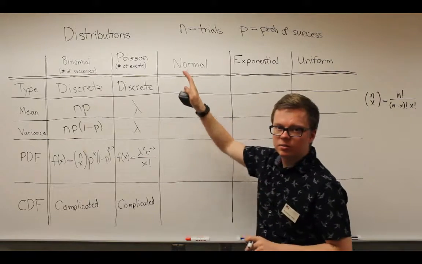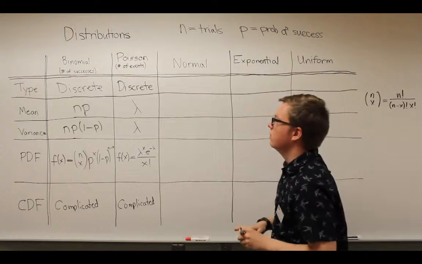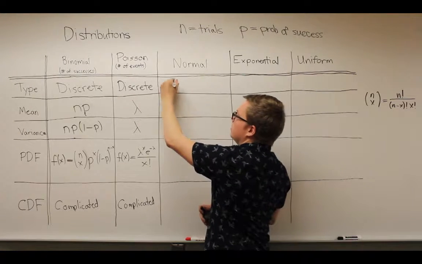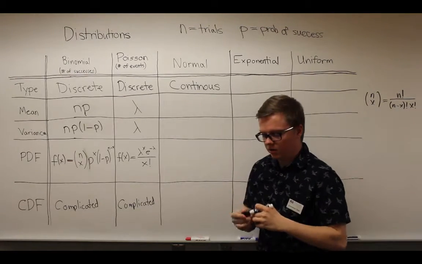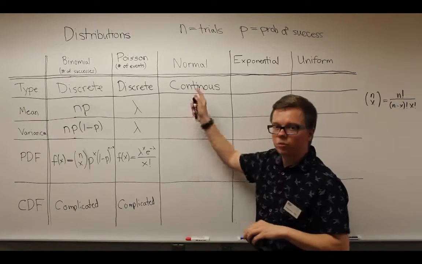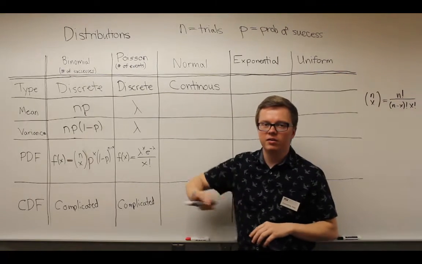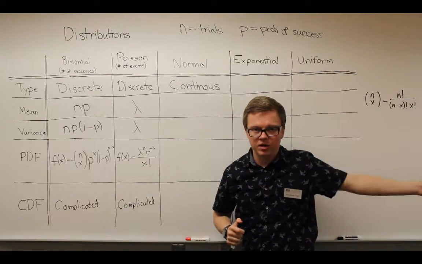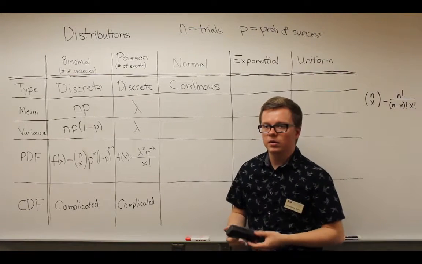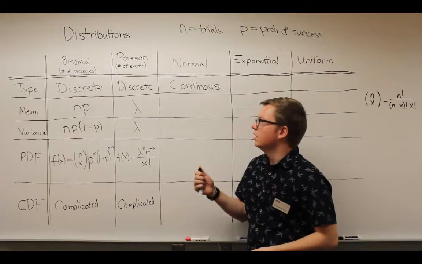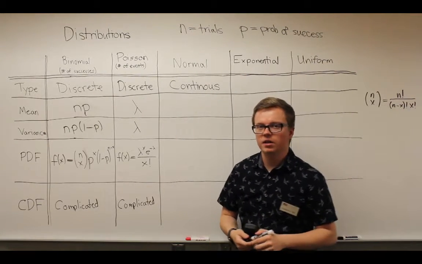Next we have the normal distribution, which is the typical bell-shaped curve that a lot of people are familiar with. Now this is a continuous distribution. In fact, it takes on all real numbers as values. So all the way down to negative infinity and all the way up to positive infinity, it can take on fractions, irrational numbers even. It's defined for all real numbers. So it's continuous, not discrete.